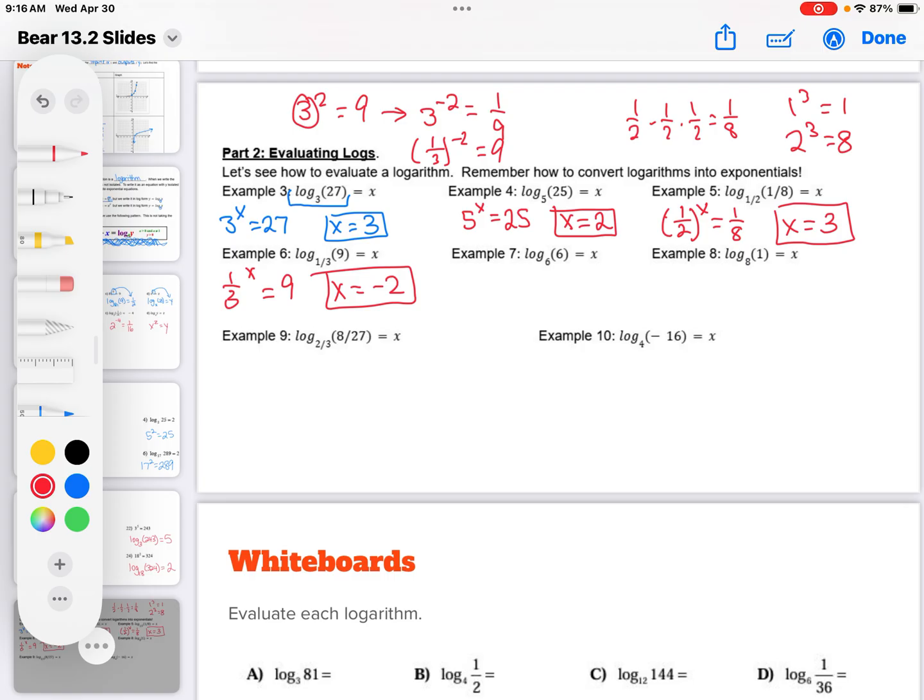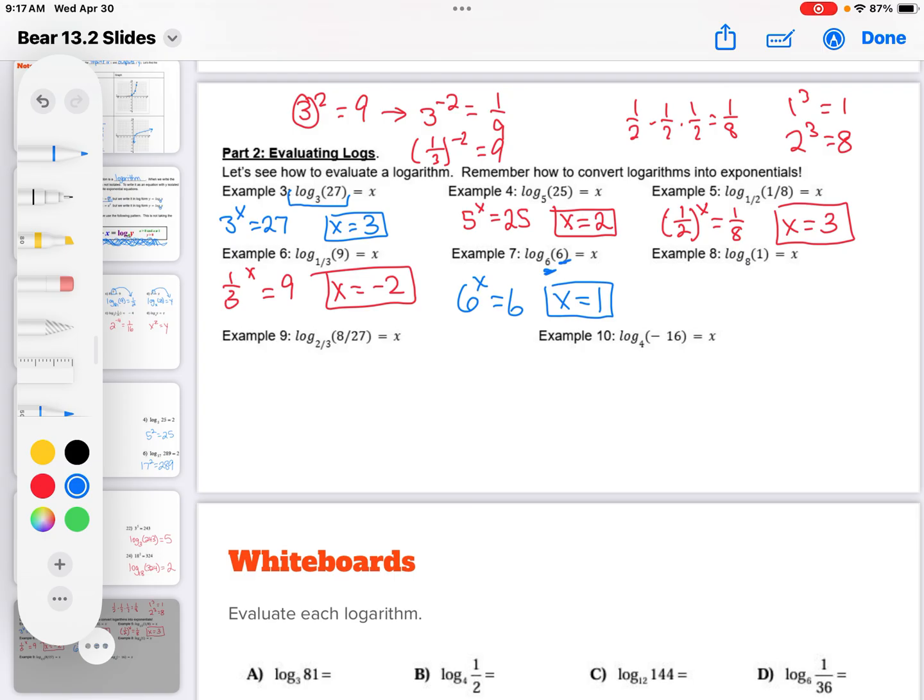The next two logs are special logs. Well, not really special, but they're properties of logs that we'll get used to. So log base 6 of 6. Notice the base and this thing are the same. So we ask ourselves, 6 to what power equals 6? Well, that would just be 1. So when the base and the argument of the logarithm are the same, your answer is always going to be 1.